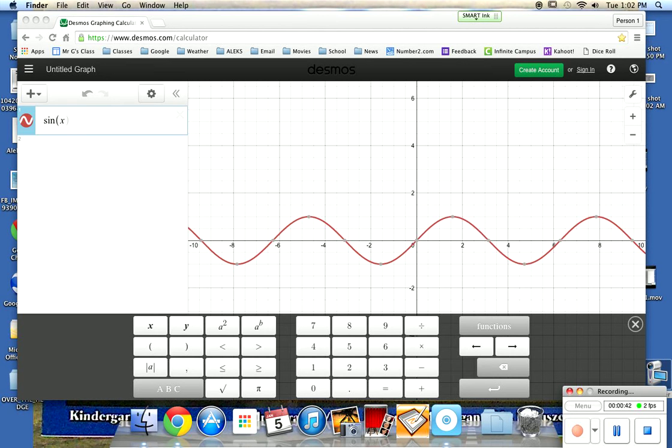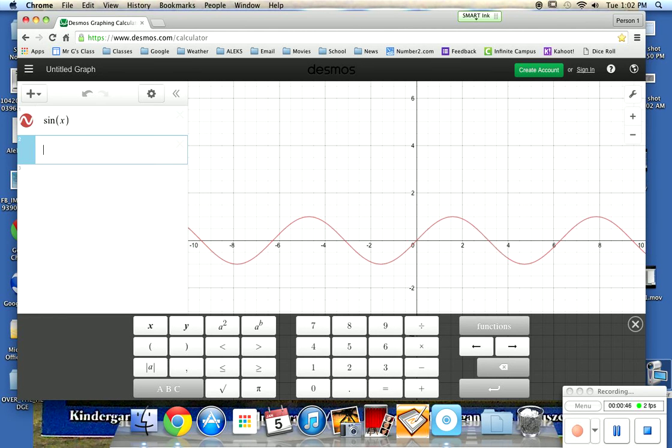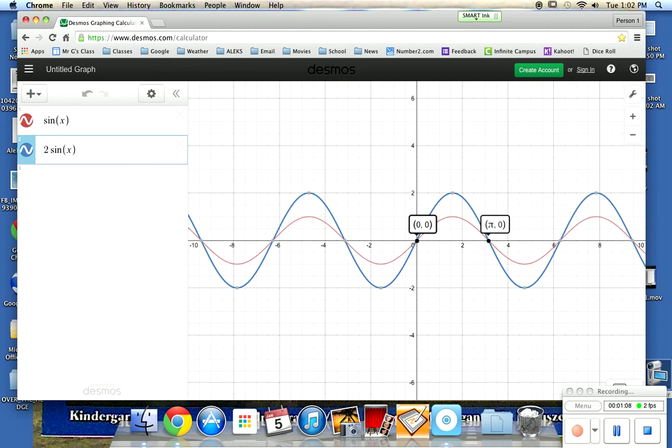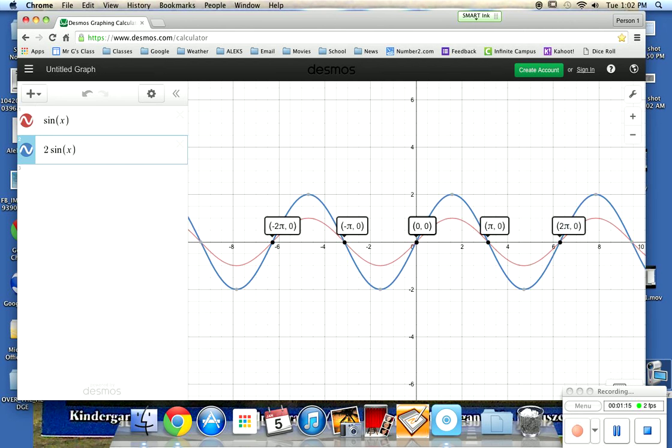Okay, let's do sine of x. But this time, let's put a number out in front of it. Let's say this 2, 2 sine x. And watch what happens. It still is going through at the same spots. It's still crossing the x-axis at 0, at pi, and at 2 pi, at negative pi, and at negative 2 pi.